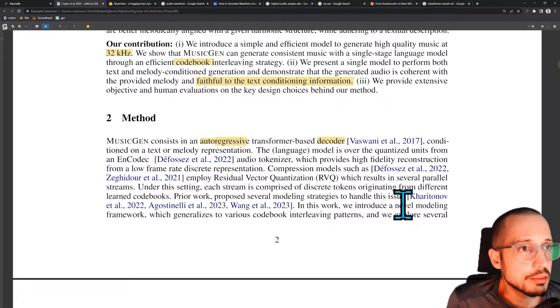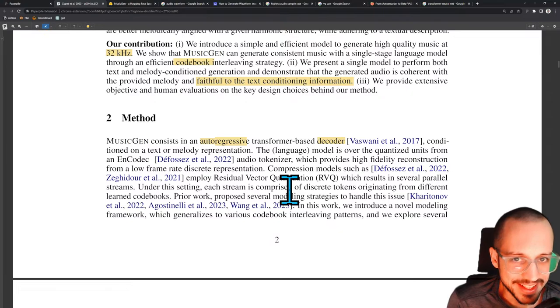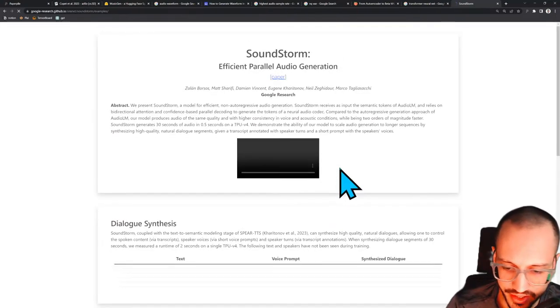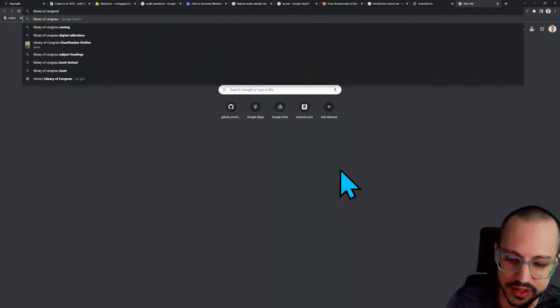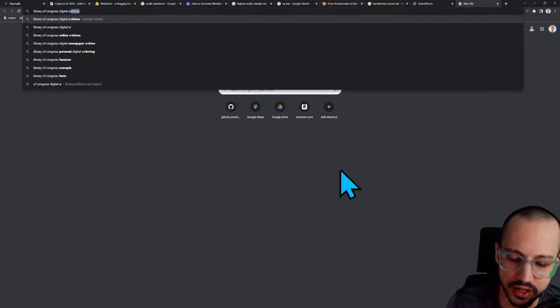One thing would be cool: create a model from the Library of Congress Citizen DJ Archive. Yeah, I wonder if you can train on the Library of Congress. Is there a digital Library of Congress digital archive?